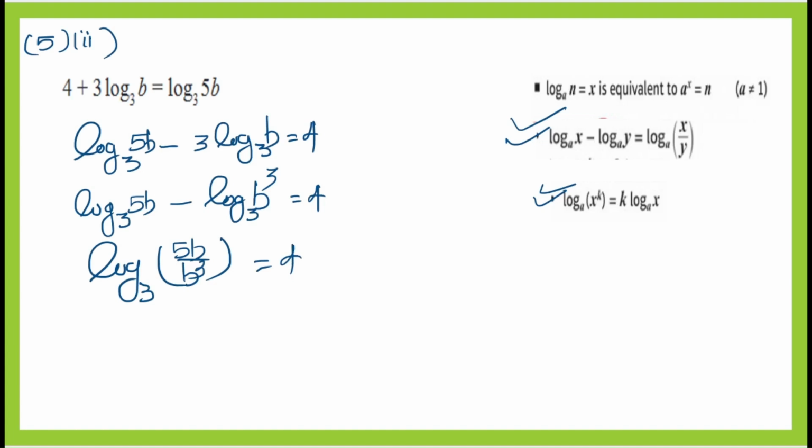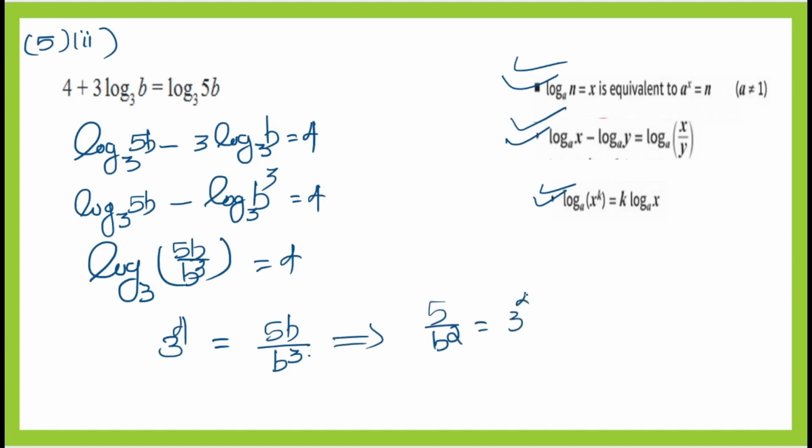Finally, we can convert log into exponential form by using this law. That is 3 to the power 4 equals 5b by b cube, which implies 5 by b square equals 3 to the power 4. Now we take square root of 5 by 81.